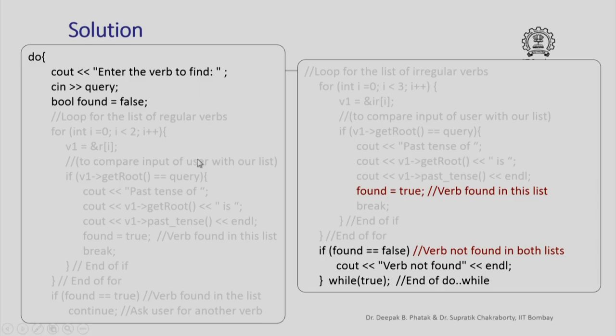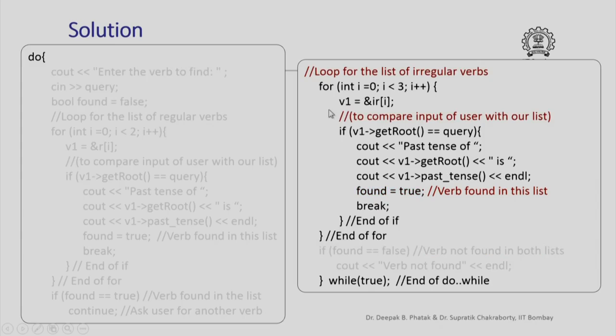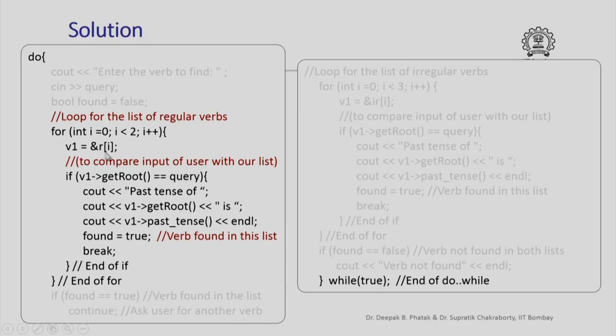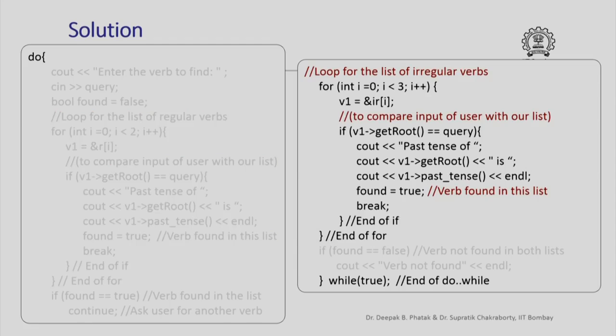And I have used the same pointer v1, which is really a pointer of the base class verb, to point to both objects of the array R, which are really objects of the class regular, and also objects of the class irregular, which are entries in the array IR.